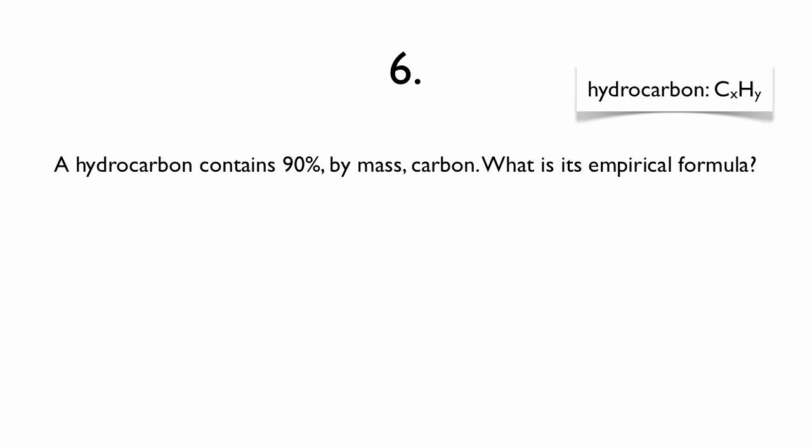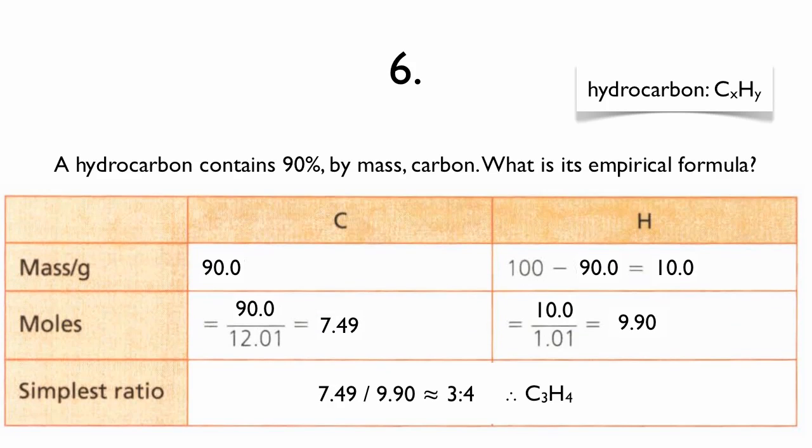Number 6. A hydrocarbon contains 90% by mass carbon. What is its empirical formula? Let's remember the general formula for hydrocarbons. And let's copy from your book, which explains a very similar problem, and I think pretty well. So I decided to copy this table and change the numbers to suit our problem. First of all, the mass in grams of carbon will be 90, and if we divide that by the molar mass of carbon, we get this number.